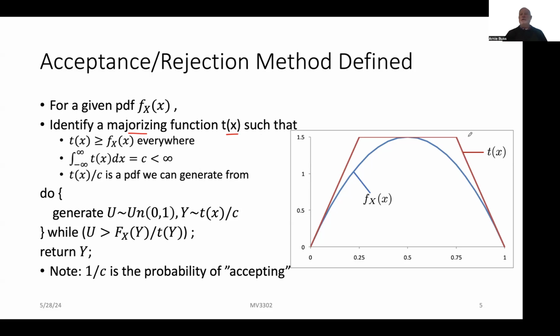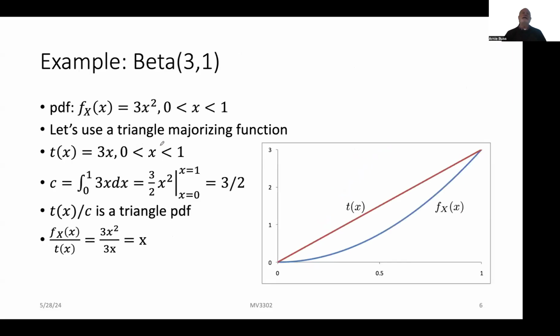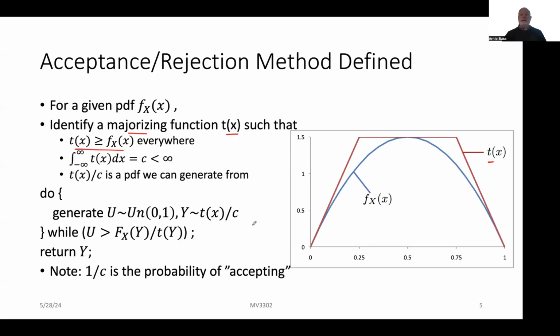So our majorizing function, which I call T for, I think, historical reasons, that's what they've called it. There are two properties that it has to have. First, it has to majorize our PDF, meaning that it's bigger. And second, it has to have a finite area. In other words, if I integrate my majorizing function, I get some value which is finite.